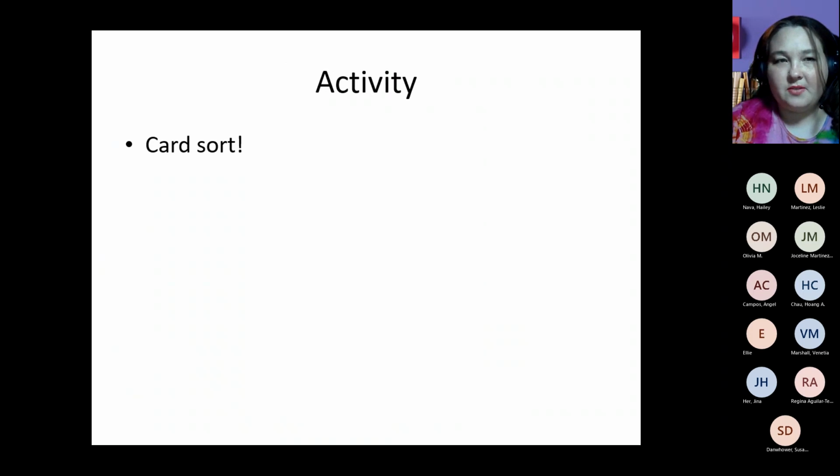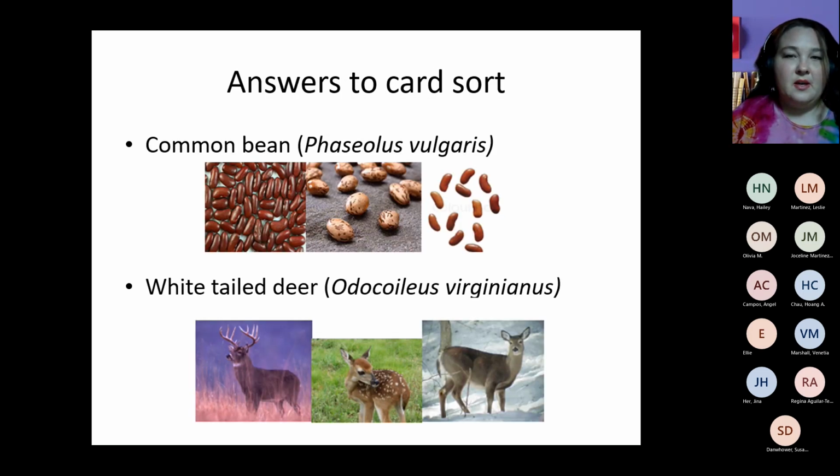So at this point in class, we would do a card sort. I would present you with cards that have pictures of different organisms, and you would sort them into species. Then we would have a discussion about what is similar enough. How similar do things have to look in order to be considered the same species?